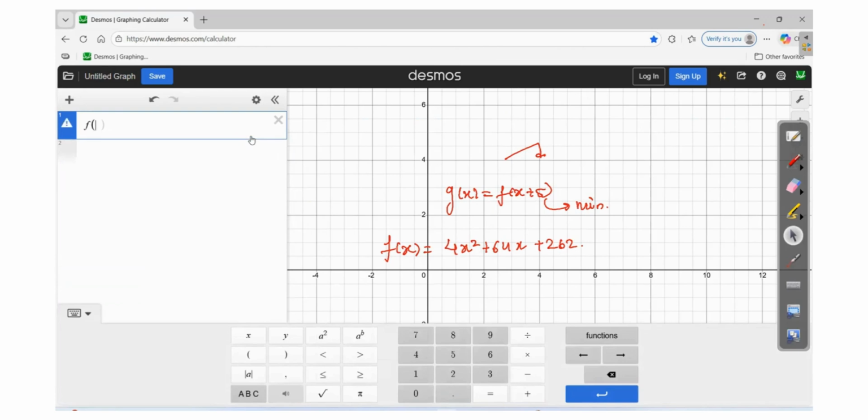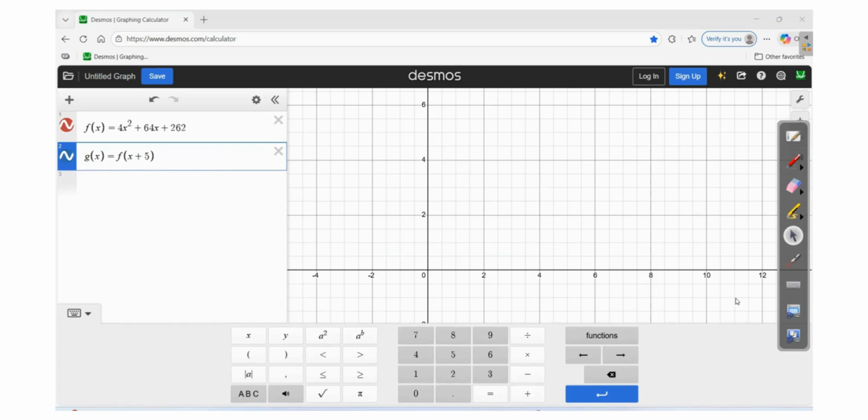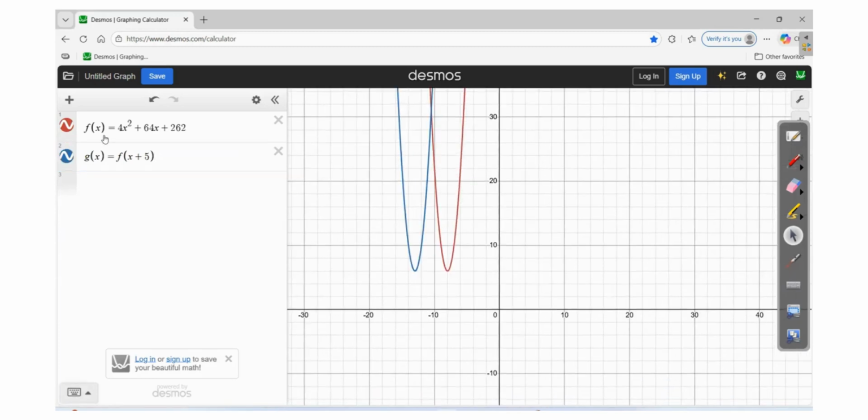The function f of x is nothing but 4x squared plus 64x plus 262. And then you have the next function, which is g of x is equal to f of x plus 5. Here you will learn a very important thing, which is the translation of a graph. If I remove this and observe, I'll minimize the graph for you to look at both of the graphs. This is the hiding feature of Desmos that I'll ask you to use a lot.